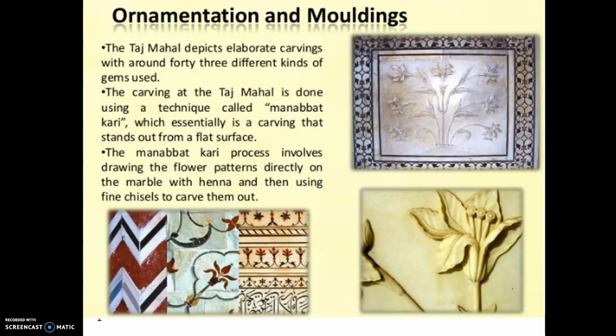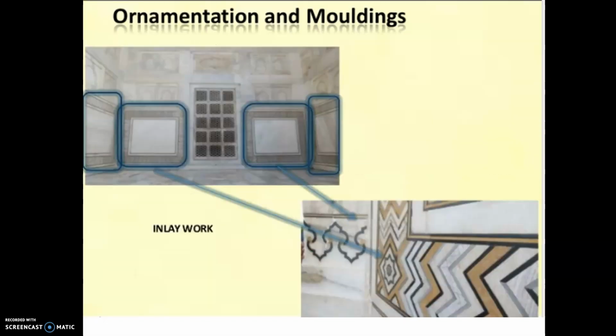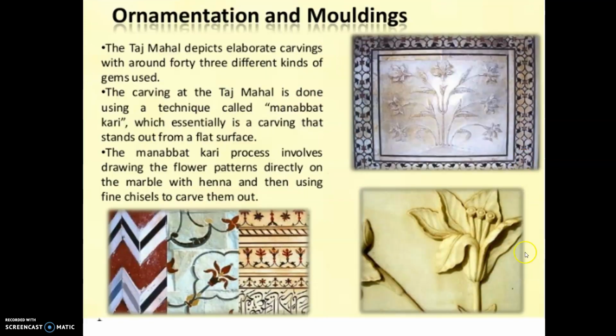The carving at the Taj Mahal is done by a unique technique called Manabat Kari, which is essentially carving that stands out of the flat surface. Manabat Kari is a process of drawing the flowers directly on the marble panel using henna, and after that it is chiseled out or carved out. That process is called Manabat Kari. And they have used around 43 different kinds of gems for the inlay works.